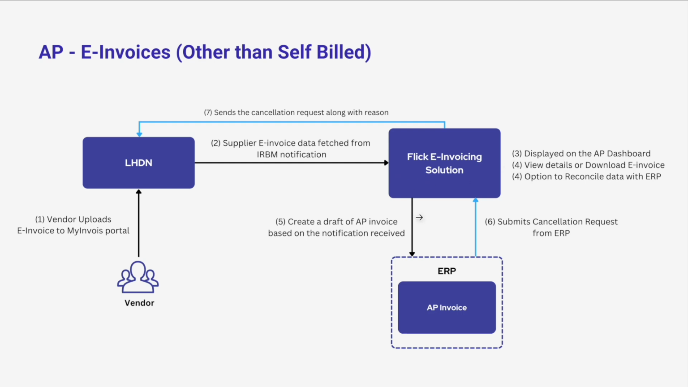And if the integration is available with your ERP, we can create a draft of this AP invoice based on the notification that we have received, for your user to approve this transaction on the ERP. Also, you will be provided an option to submit a cancellation request for that AP invoice directly from your ERP. Once you submit a cancellation request, that is transferred to the LHDN, and once it gets cancelled, it would be updated on our AP dashboard as well.